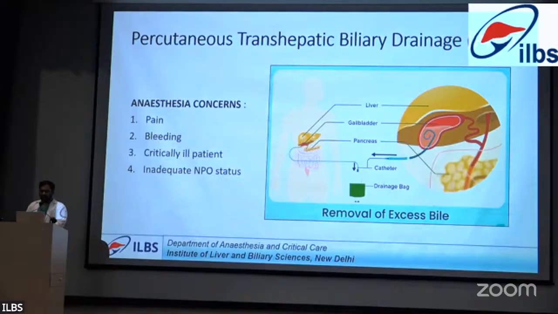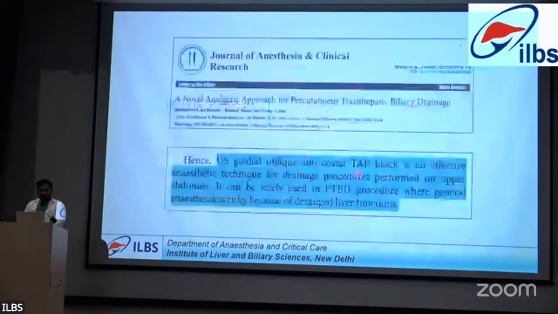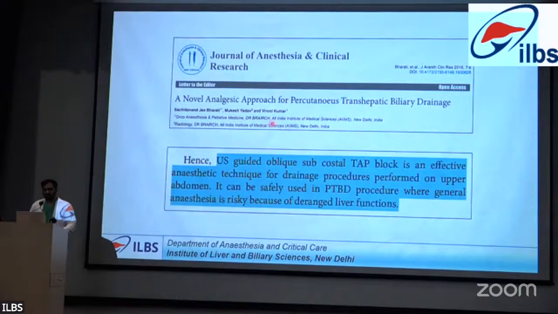Coming to percutaneous transhepatic biliary drainage, the anesthesia concerns are going to be pain during the needle insertion and during the balloon dilation, and bleeding. These patients can be critically ill because of pre-existing cholangitis, and they can have inadequate NPO status. Now, in patients who are at risk for general anesthesia because of deranged LFT, it has been found that an ultrasound guided oblique subcostal TAP block is an effective technique to provide anesthesia.